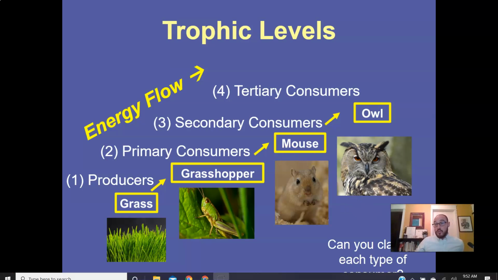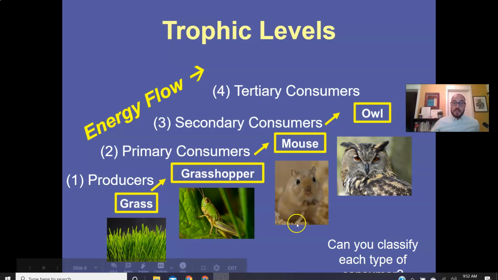So would you be able to classify each one of these types of consumers? A grasshopper is going to be a herbivore, a mouse is going to be an omnivore, and an owl is pretty much a carnivore.